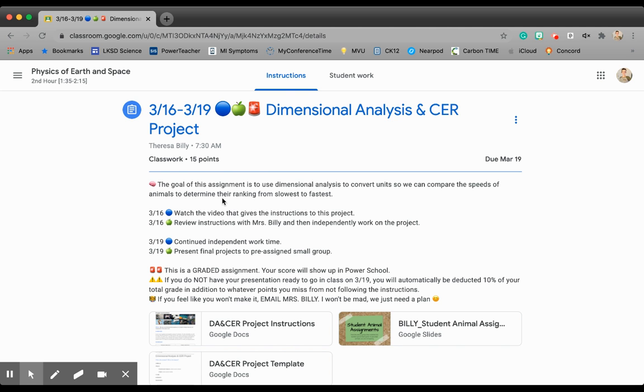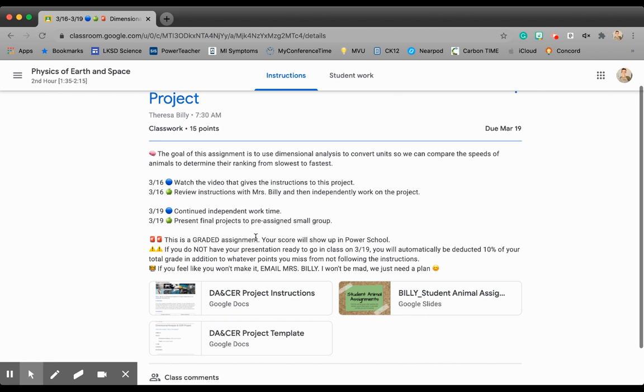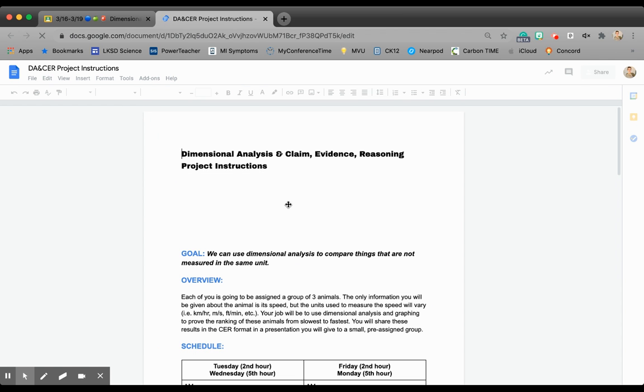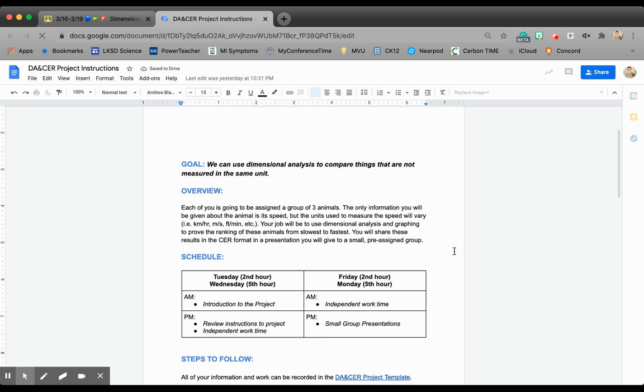But the goal of the assignment is to use dimensional analysis to convert units so we can compare speeds of animals to determine their ranking from slowest to fastest. I'm going to come back to this calendar of stuff. I just want to get right into the project. So there's a Google Doc that goes over the instructions for the entire project. So we're going to start there.